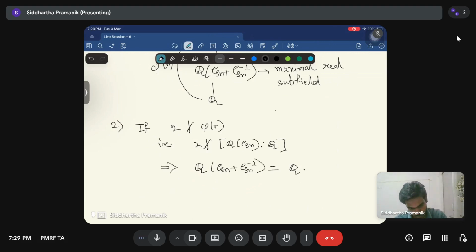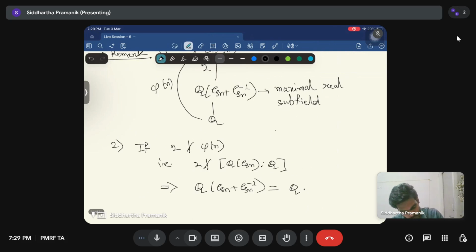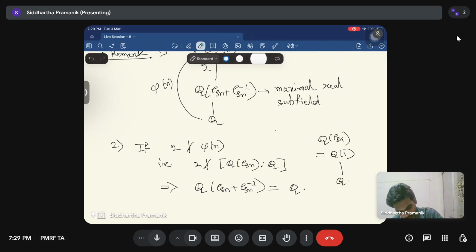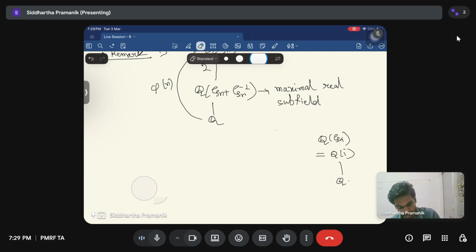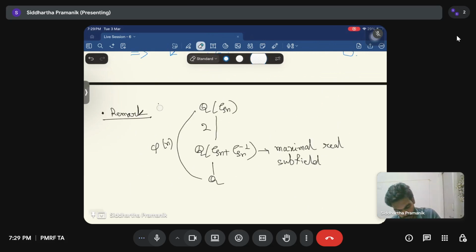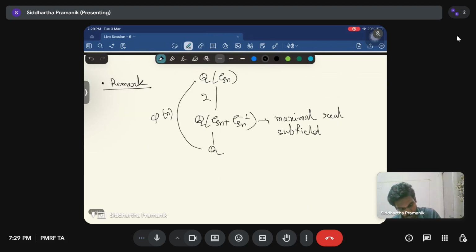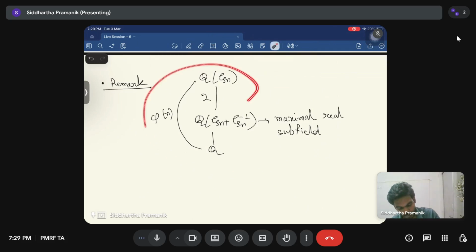No, I am making some mistakes, because if we take Q zeta 4, this is Q of i, and here you have Q, right? So this remark is not true. Let me not make unnecessary conclusions. So this fact you can just remember. This is true, this is phi of n.